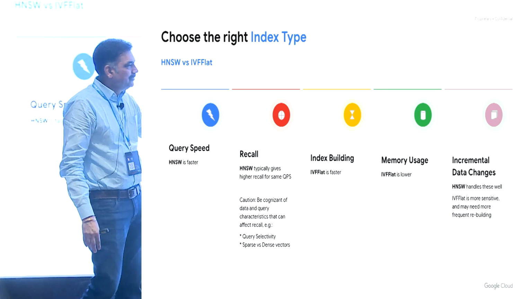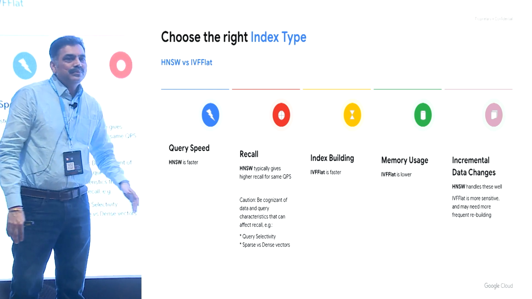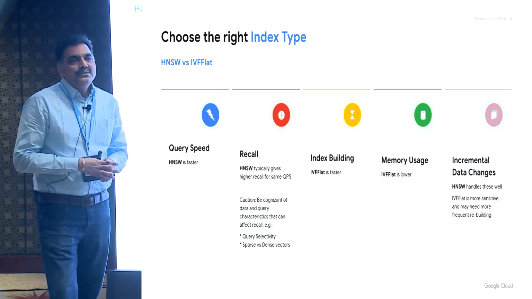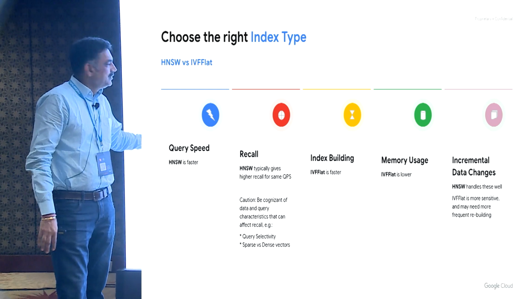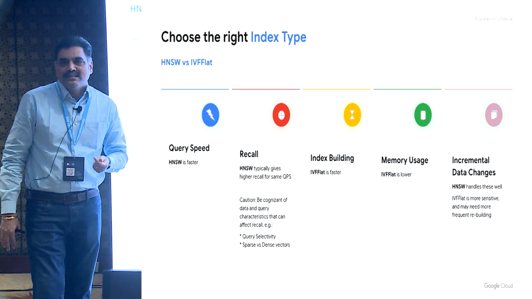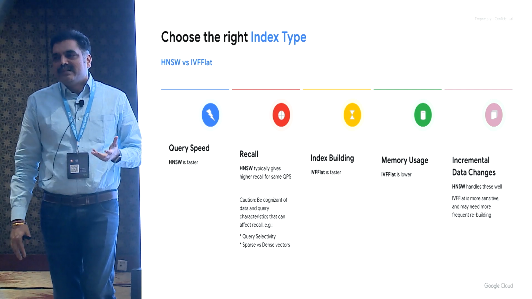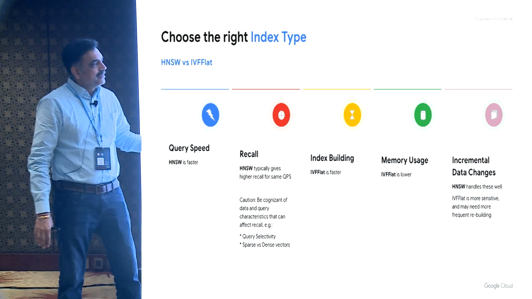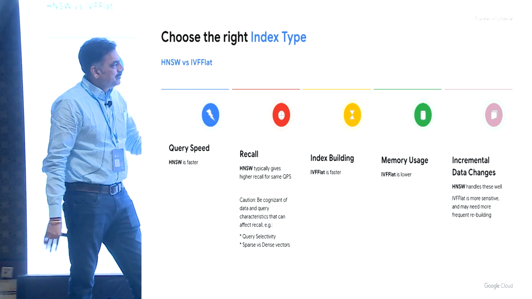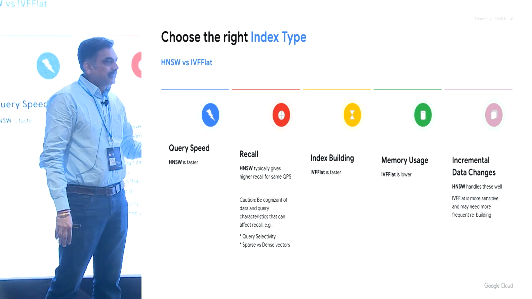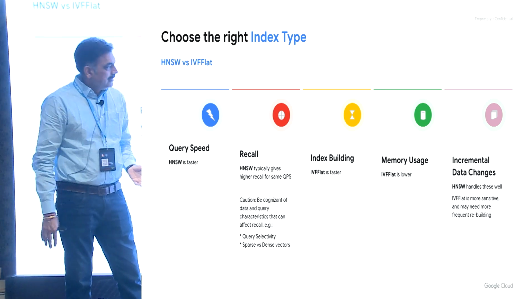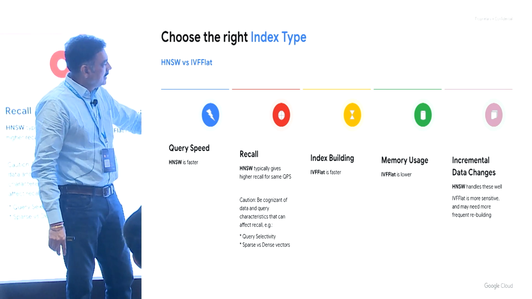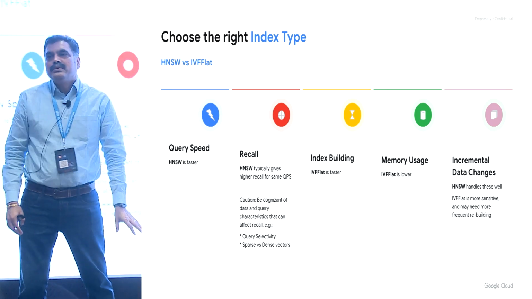IVF flat is the fastest index to build. Suppose you've been asked to give results on certain vectors and you don't want to spend 8 hours just building an index. You need to provide the results within 15-20 minutes. Then obviously HNSW cannot be the choice. You have to go with IVF flat because it gets built quickly and you can provide results. We have the memory usage comparison as well, and IVF flat is very low compared to HNSW.